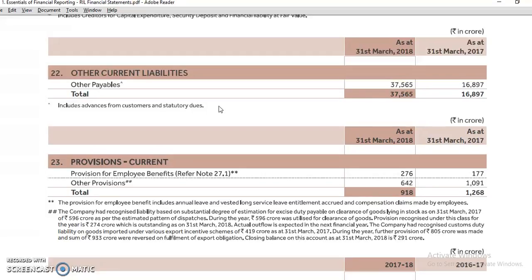In the next video we will be looking at some of the common concerns in the balance sheet and assets and liabilities. Stay tuned.